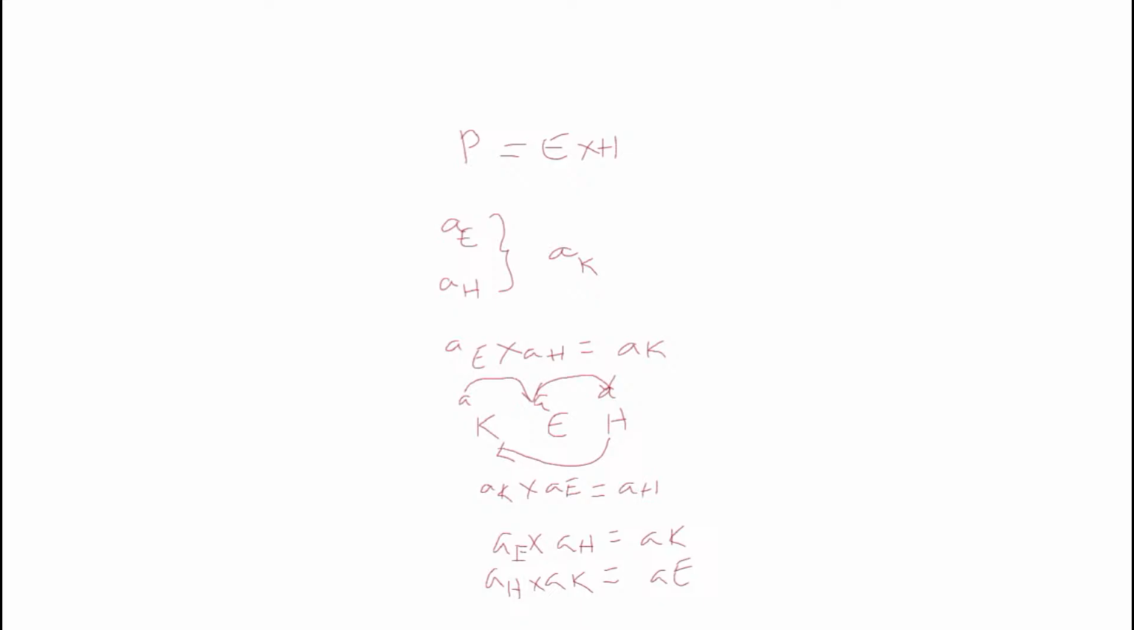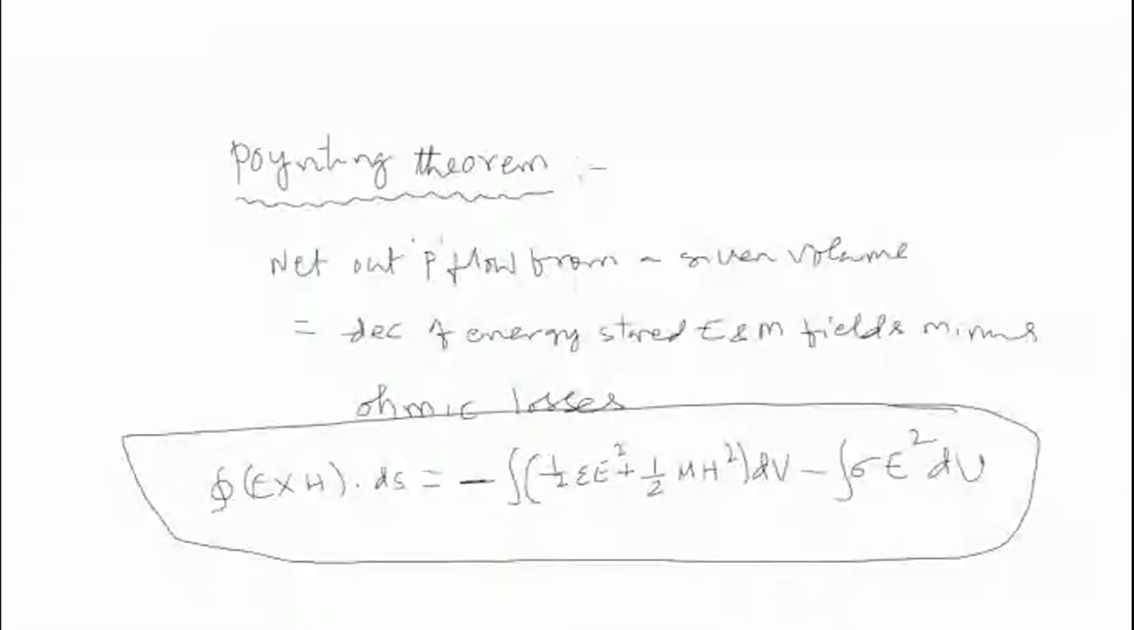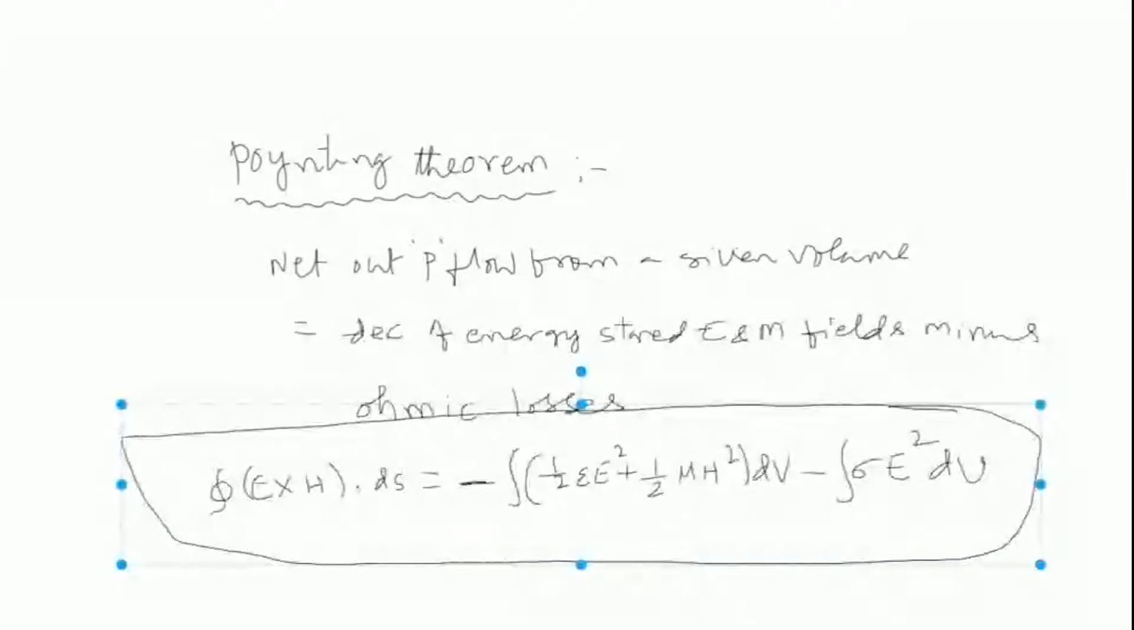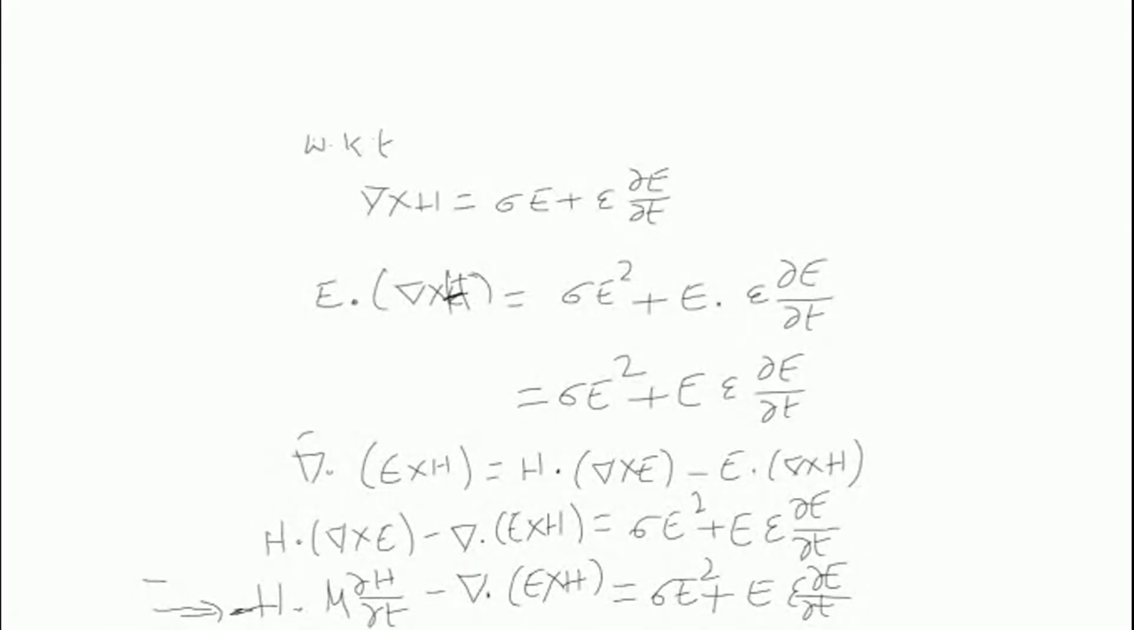To see the derivation, we started with this one. It is a statement: net outward power flow from a given volume is equal to the decrement of energy stored in electric and magnetic fields minus ohmic losses. Mathematically we have it like this. Next, we started our derivation with the modified Ampere's law, that is del cross H equal to sigma E plus epsilon dou E by dou t. Multiply with E dot on both sides in order to get the sigma E square term.